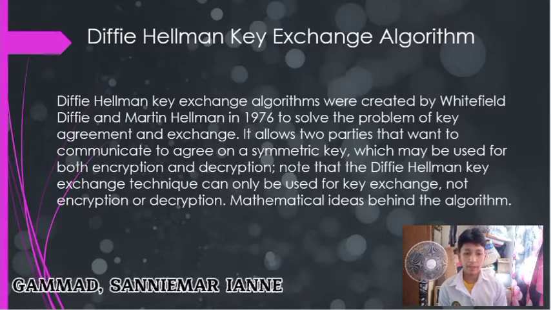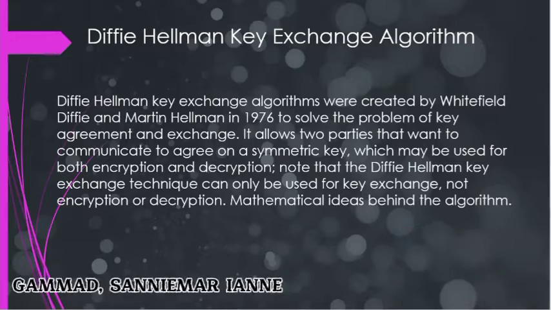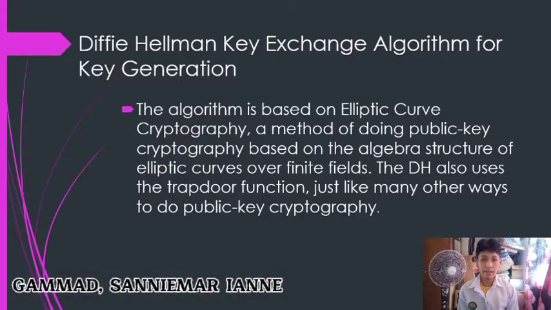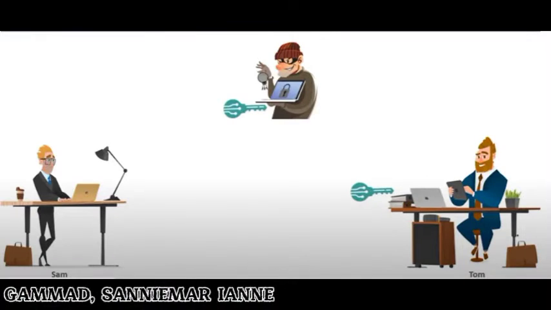Now, the mathematical idea behind the algorithm. Let's move to the Diffie-Hellman key exchange algorithm for key generation. The algorithm is based on elliptic curve cryptography, a method of doing public key cryptography based on the algebraic structure of elliptic curves over finite fields. The DH also uses a trapdoor function, just like many other ways to do public key cryptography. So this is an example of this algorithm.